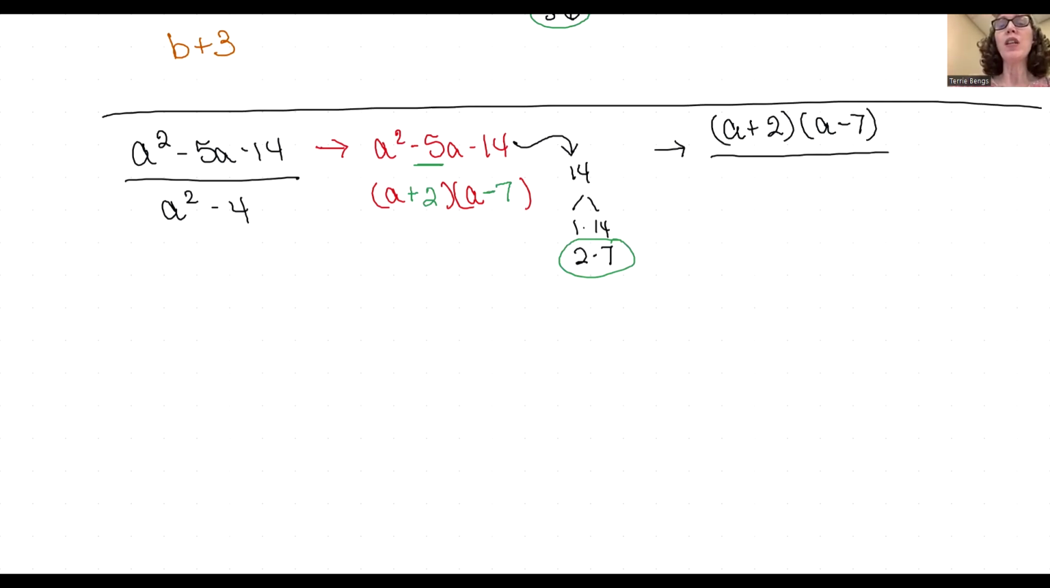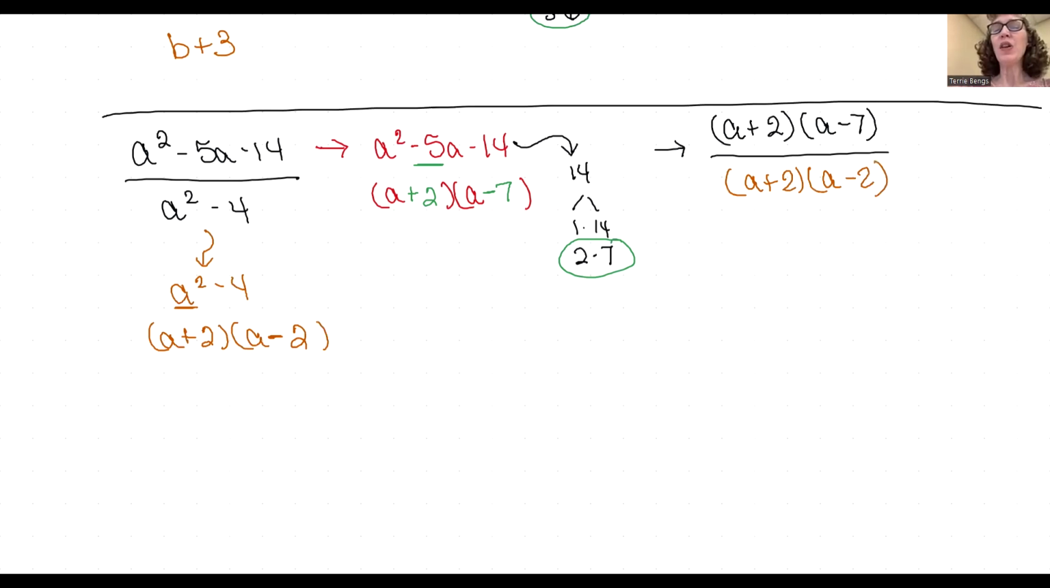So our bottom was a squared minus 4. Well, I look at that and I'm like, aha, that's a difference of 2 squares, right? So we're going to take that variable, we put it in the first one of each, a and a. Then remember, difference of 2 squares, we always have a plus and a minus. And then the square root of 4, or what number times itself equals 4, and that is 2. So that is completely factored, and we will move that over here under our completely factored numerator.